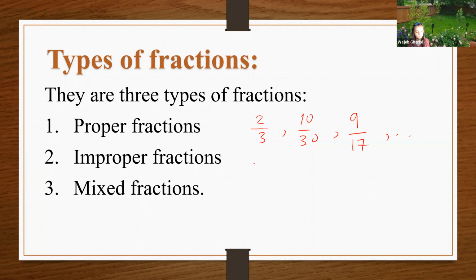How about improper fraction? Improper fraction. Basically, the numerator is greater than or equal to the denominator. Yes, 20 over 4, like that. So in an improper fraction, the numerator is greater than or equal to the denominator.